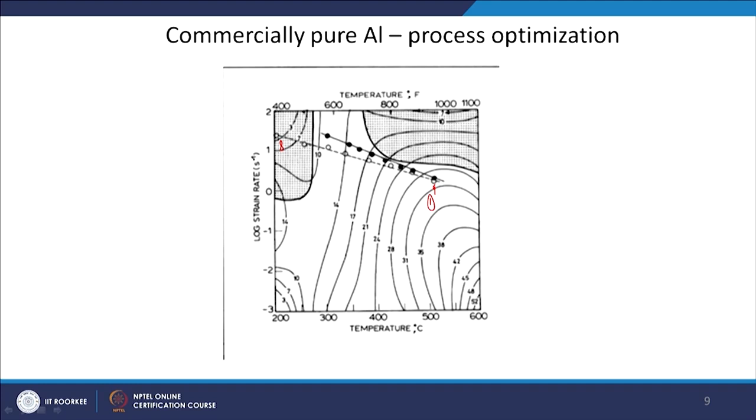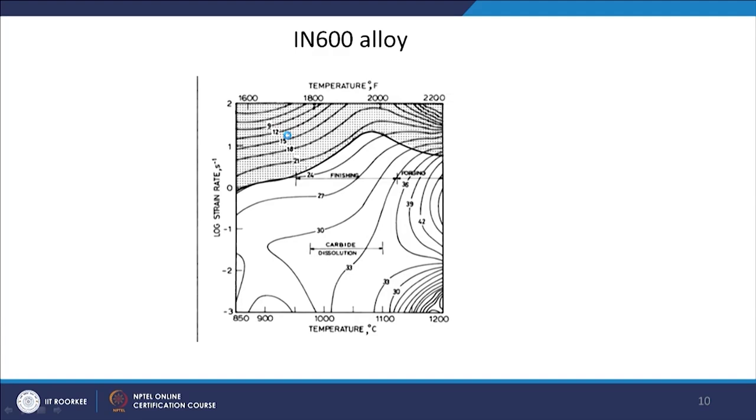They are starting from a temperature of 500 degrees Celsius and going up to 300 degrees Celsius, just trying to avoid this unstable region here, and not entering into this particular unstable region. So that is how you can design a new process if you notice that the earlier process is going into the unstable region. This is what we can do: process optimization.